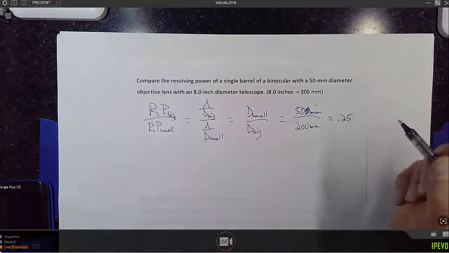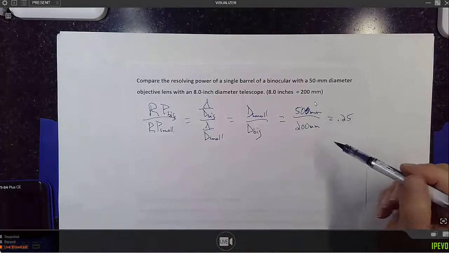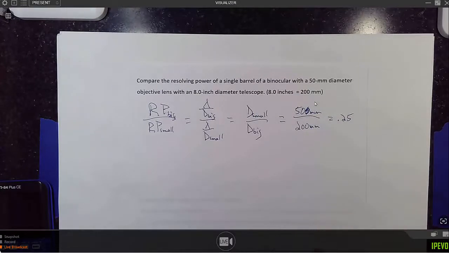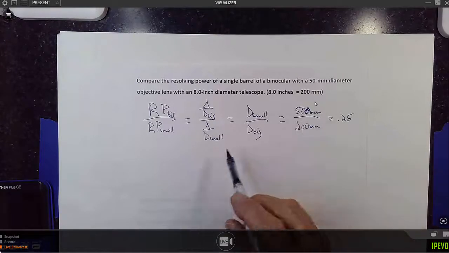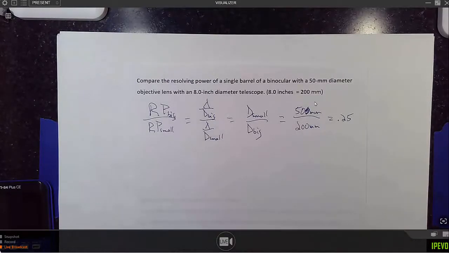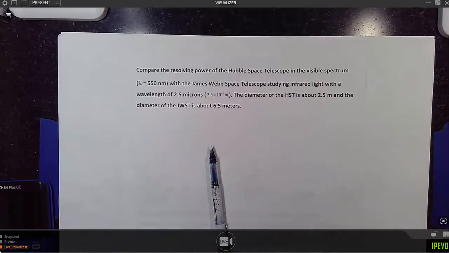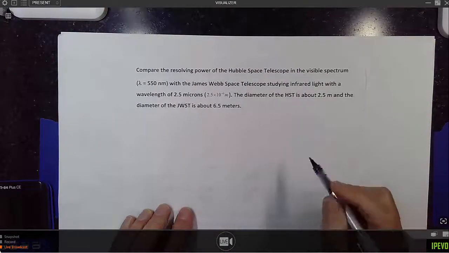And that means that the large telescope can resolve things that are only 1/4 the distance apart that the small telescope can resolve, and distinguish them as two objects. Now I'd like to finish up with one that's a little more complicated.